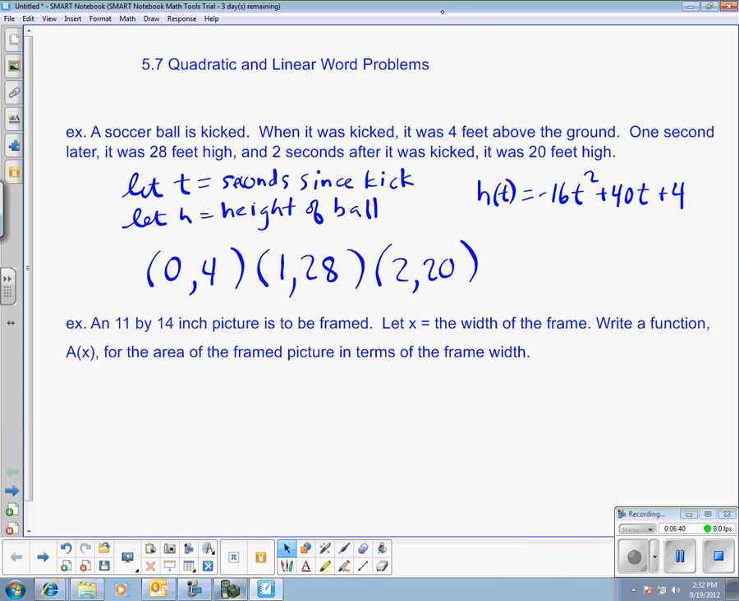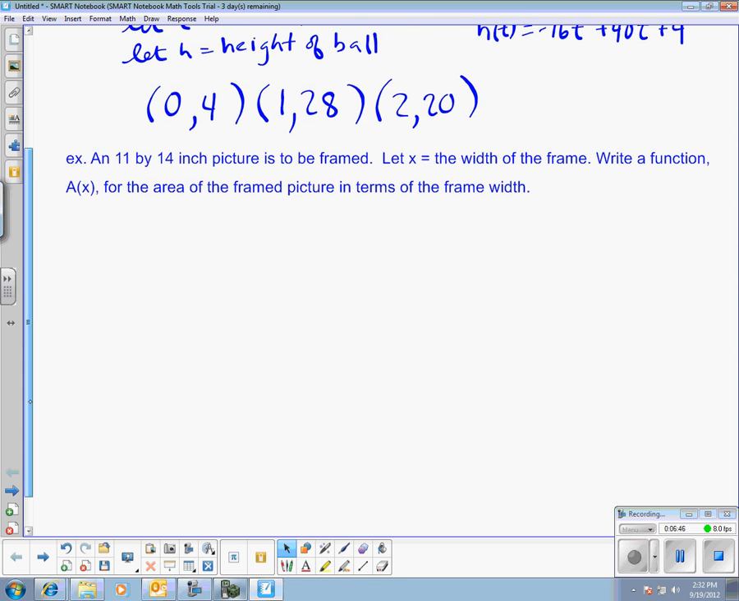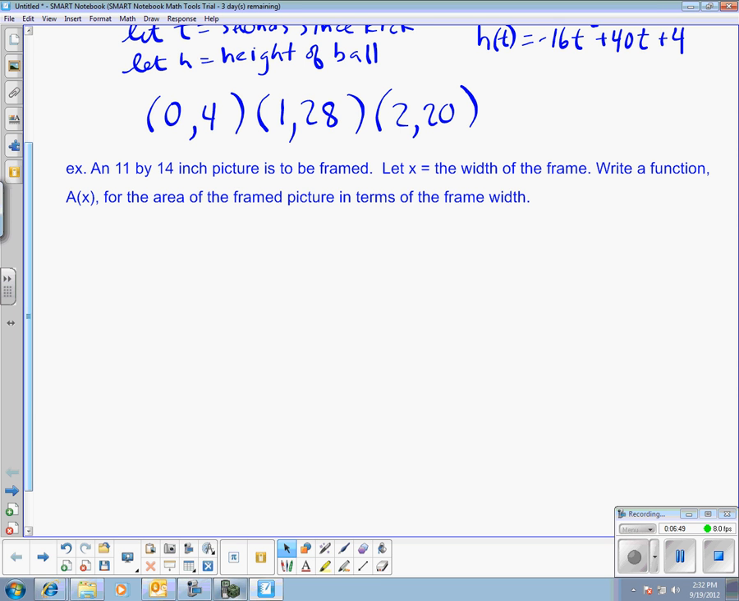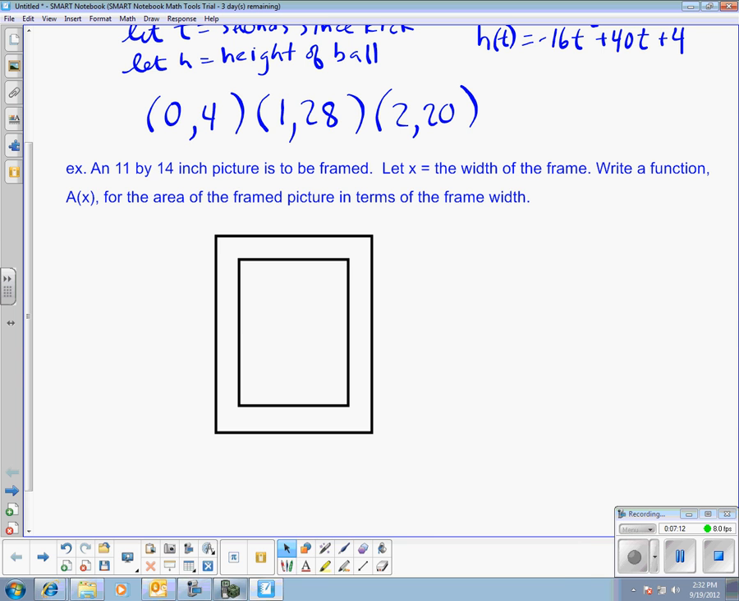Okay, so another way you can get a quadratic is kind of with a geometric version. Sometimes this will be like a pool with a path going around it. In this case, it's a picture, 11 by 14 inch picture that's going to get framed. So let me draw my picture. Here's my 11 by 14 picture, and then I'm going to frame it. So here's the frame. And this frame has a width of x. So this is 11. This is 14. And this is x.